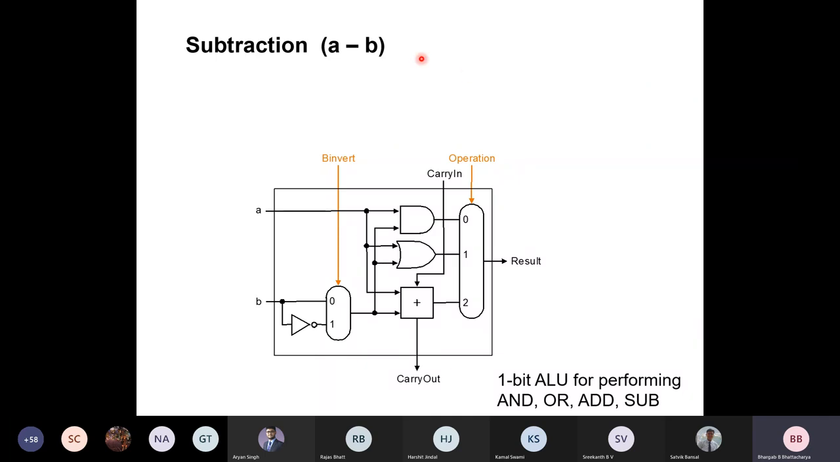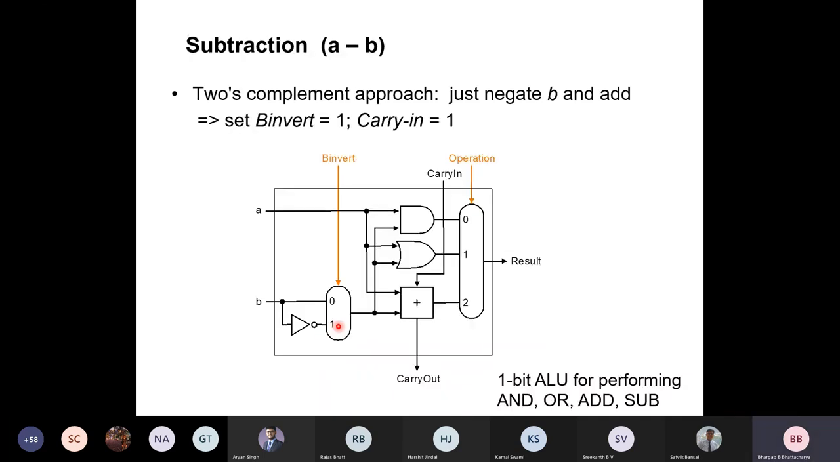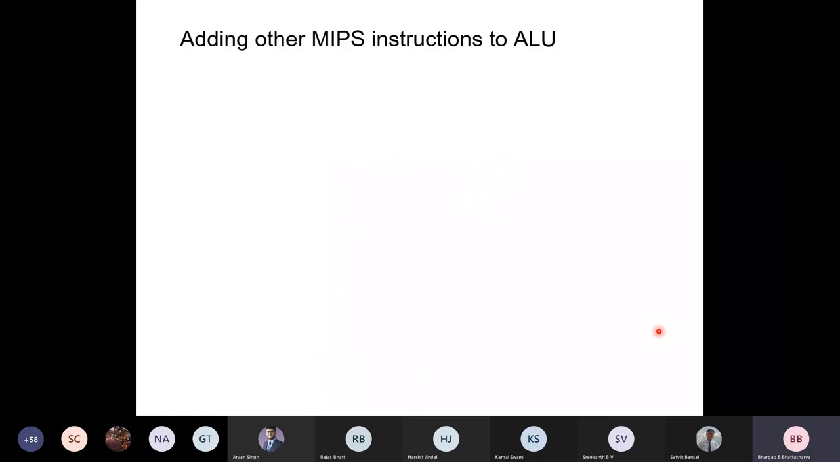Now, subtraction. As you know, with 2's complement subtraction we don't have to do anything special. All you need is to invert the B bit, then add with the carry input set to 1. So we make a modification here. We use a multiplexer that takes care of this inversion. So this is the 1-bit ALU for performing AND, OR, addition and subtraction. You have already seen this many times.